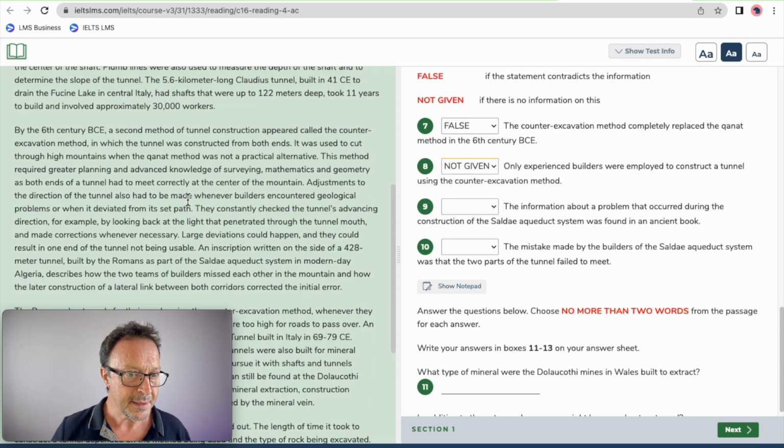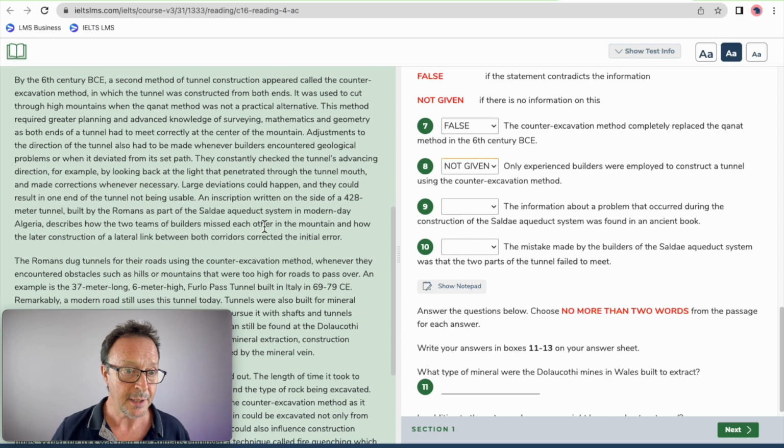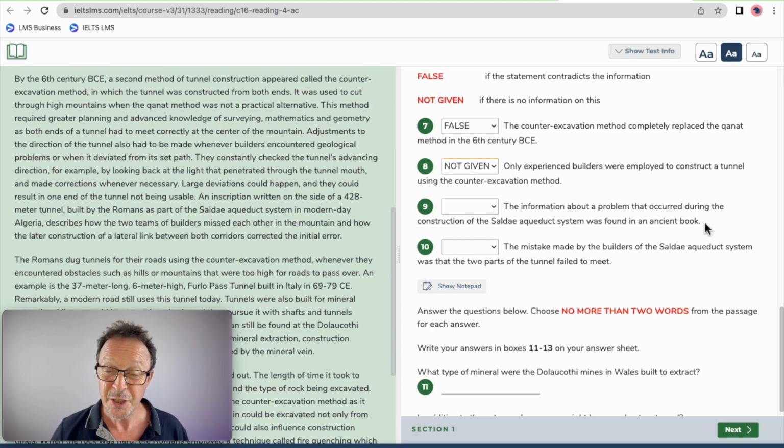Okay, I don't think there's anything mentioned there about their experience level. Okay. Number 9, the information about a problem that occurred during the construction of Salde Aqueduct was found in an ancient book.